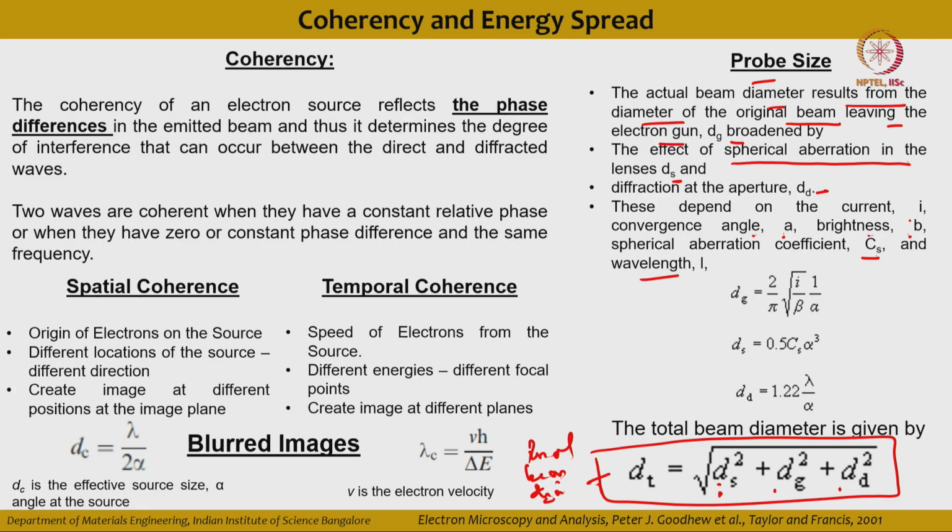Okay. So with this I will end this class now. We have described the importance of different types of sources which are used to extract the electrons for imaging purposes. We have also gone through coherency and the effect on probe size, and in the next class we will talk about how the electron and matter interact and what type of signals we get in the transmission electron microscope, and how these signals are used for specific characterization purposes.